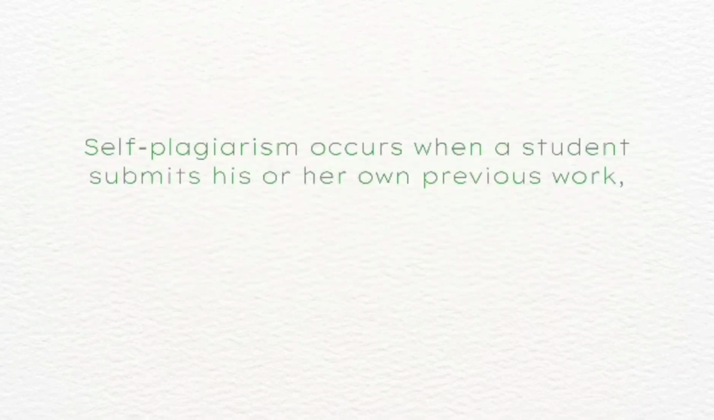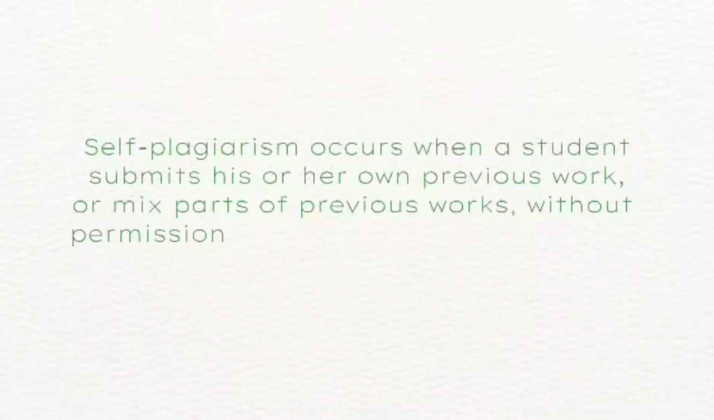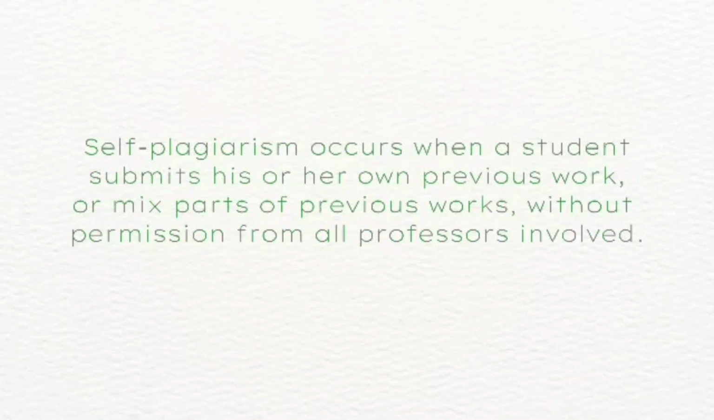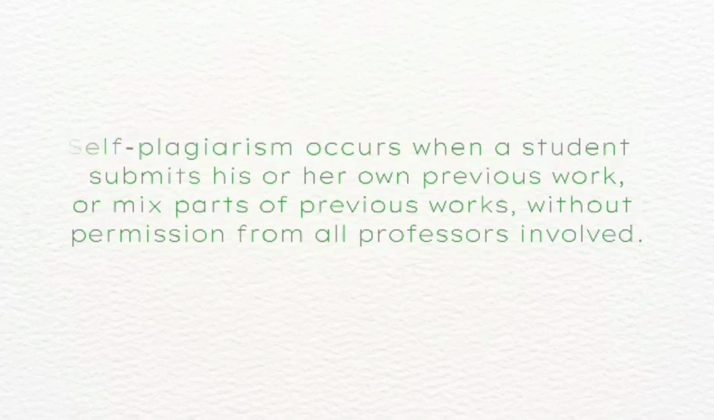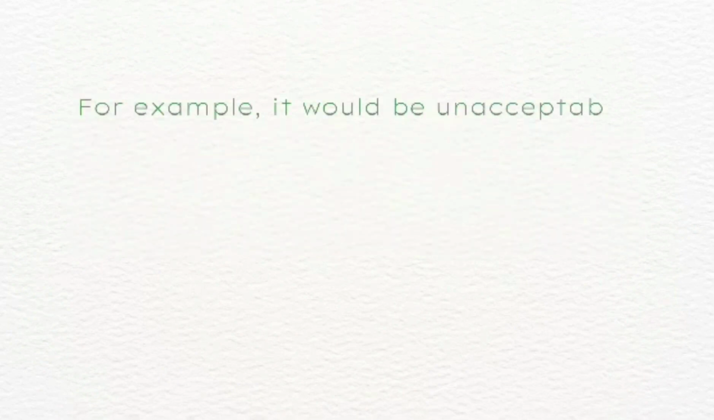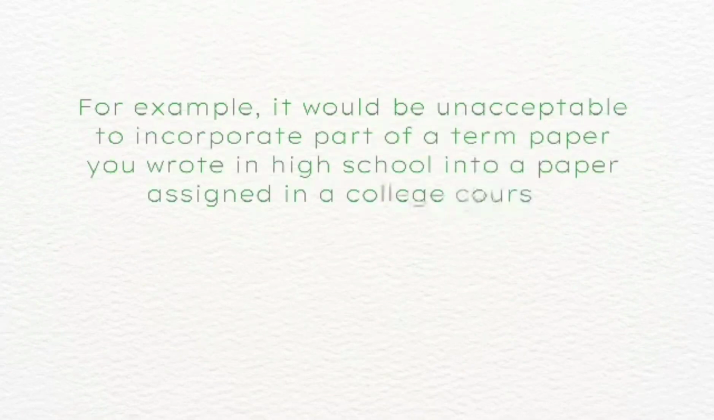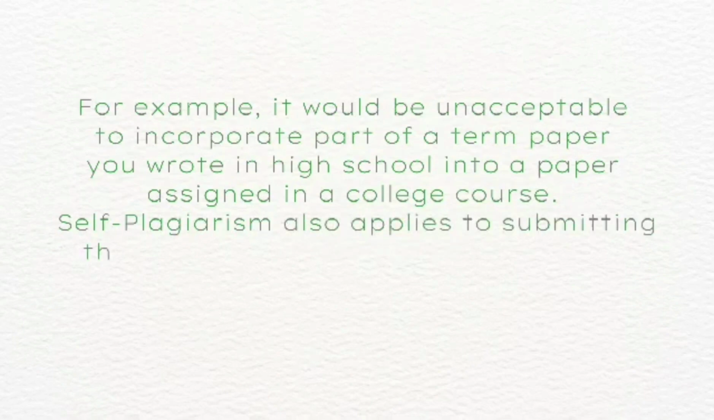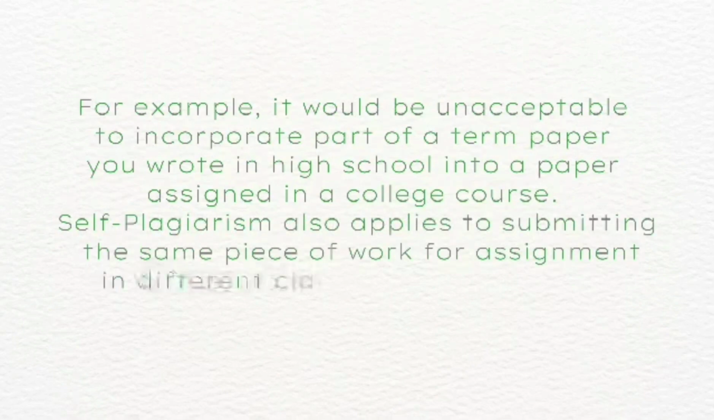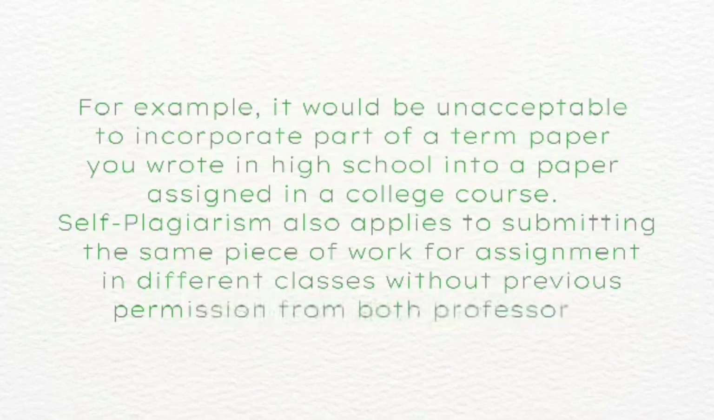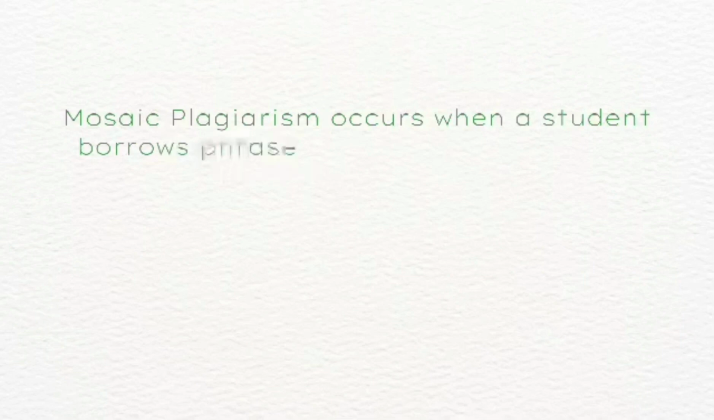The second type of plagiarism is self-plagiarism. It occurs when a student submits his own previous work or makes use of parts of previous work without permission from all the professors involved. For example, it would be unacceptable to incorporate parts of a term paper you wrote in high school into a paper assigned in a college course. Self-plagiarism also applies to submitting the same piece of work for assignment in different classes without the previous permission of both professors.